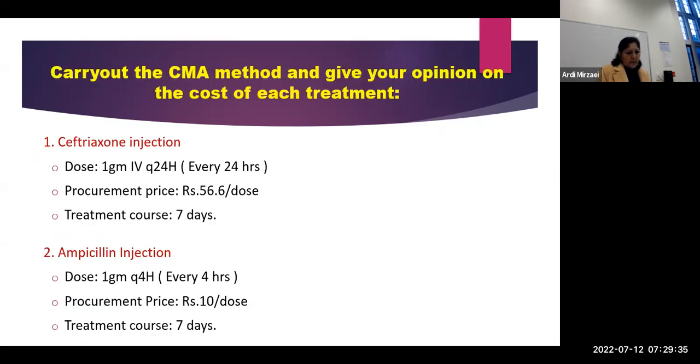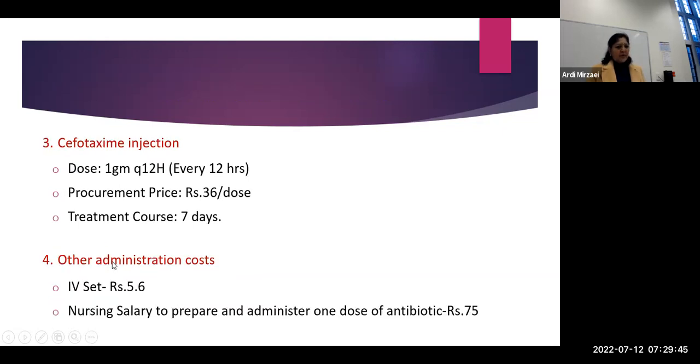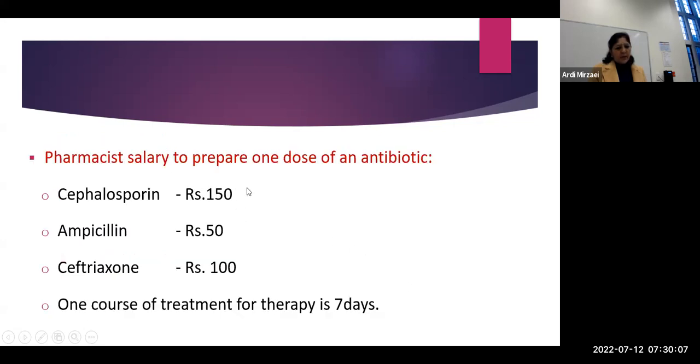Here, first I have given the cost of medicines. This is the cost of the first medicine, the cost of the second medicine, the cost of the third medicine. Then I have given other administration costs, because we need to include those also while calculating. So I have given the IV set cost, then the nursing salary to prepare and administer 1 dose of the antibiotic. Then I have given the pharmacy salary also, for each drug.